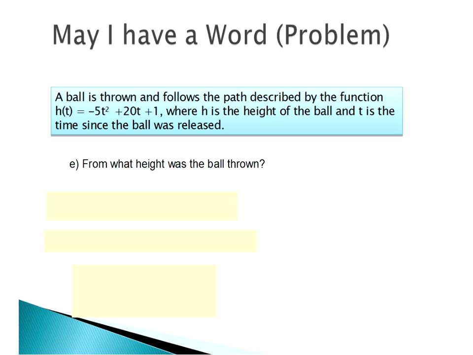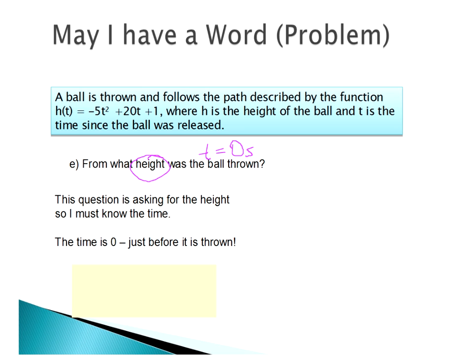And the last question is, from what height was the ball thrown? Here I'm asking for height. The time here is implicit. We throw this and we start the timer, so the time when we first start is 0. And so this is just asking for the y-intercept, which is 1 meter.